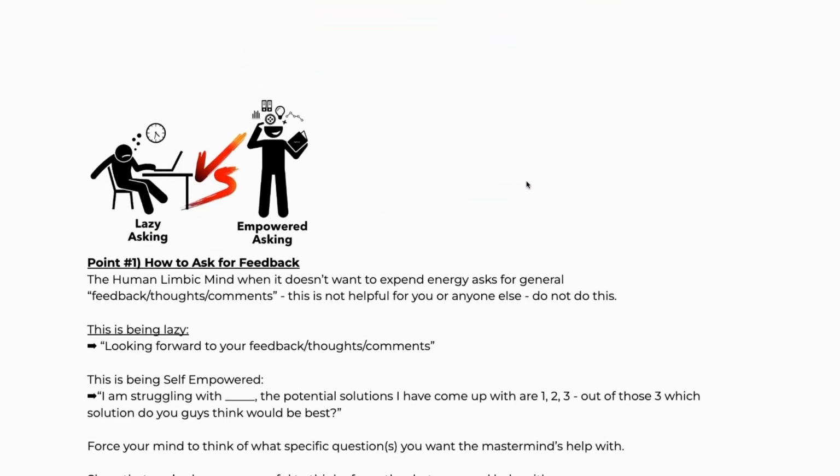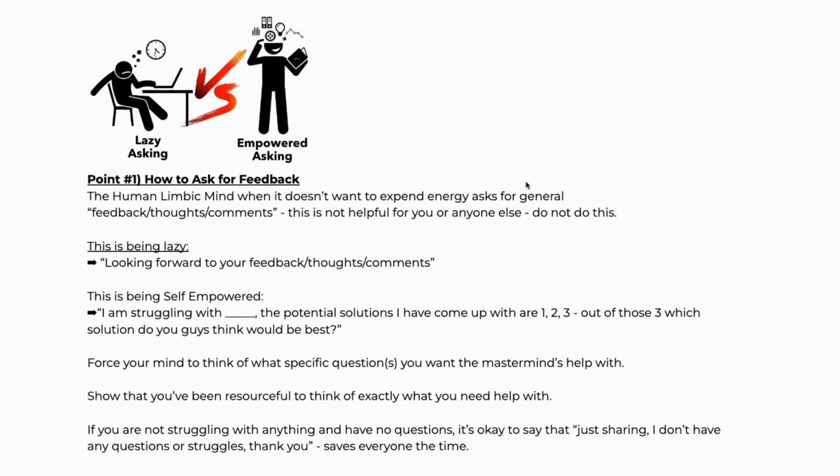Number one, how to ask for feedback. The difference between lazy asking versus empowered asking. When you do your submission, okay, this is very important. You do not want to say, hey guys, here's my submission. Let me know your feedback, or let me know your thoughts, or let me know your comments. That is what we call lazy asking. And the reason why we as human beings do it is because the limbic mind does not want to expend energy. And so it just asks blanket, hey, general, what are your feedback and your thoughts? Do not do this. Instead, you want to do empowered asking.